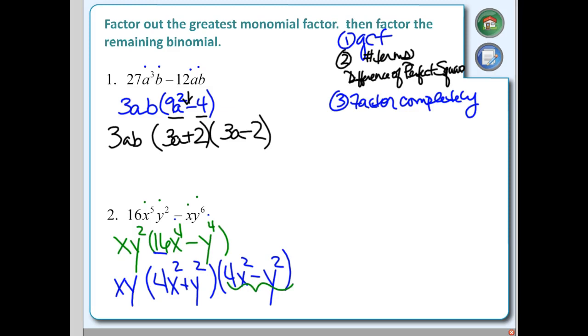So final answer. We're going to bring down the x and the y. We're going to bring down the 4x squared plus y squared. And now we've got to factor this last one because it's difference of perfect squares again. We're going to have 2x plus y and 2x minus y. Okay, a lot of little things to pay attention to as we go through, but we're going to practice really hard memorizing, recognizing, and being able to factor difference of perfect squares. All right, class, you can start your homework.